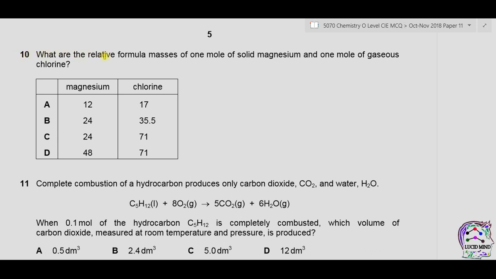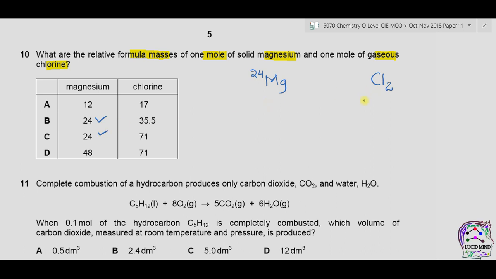Question 10. What are the relative formula masses of 1 mole of solid magnesium and 1 mole of gaseous chlorine? For 1 mole of solid magnesium we have 1 Mg. For 1 mole of gaseous chlorine, as chlorine is diatomic in nature, the formula is Cl2. Now from the periodic table we can see that the atomic mass of magnesium is given as 24. So therefore it is 24, that is the relative formula mass.